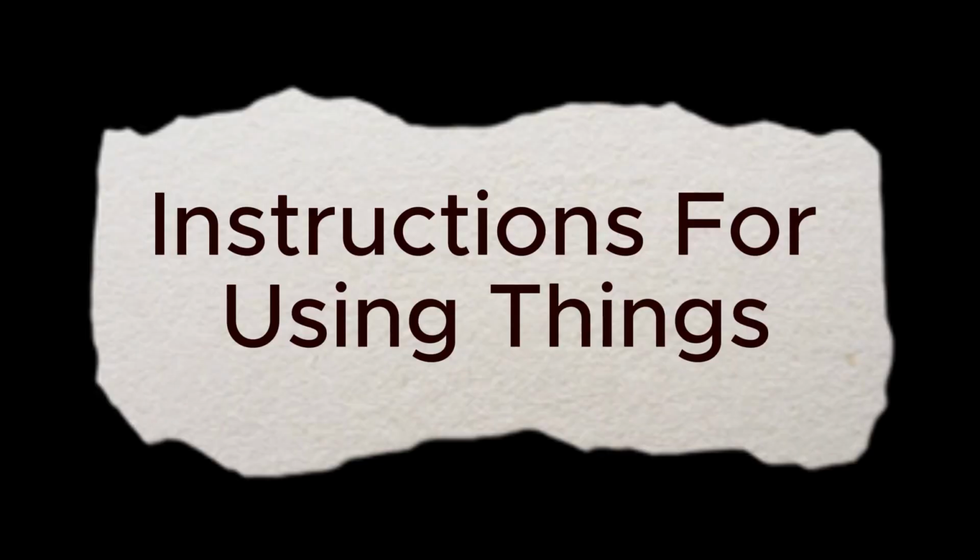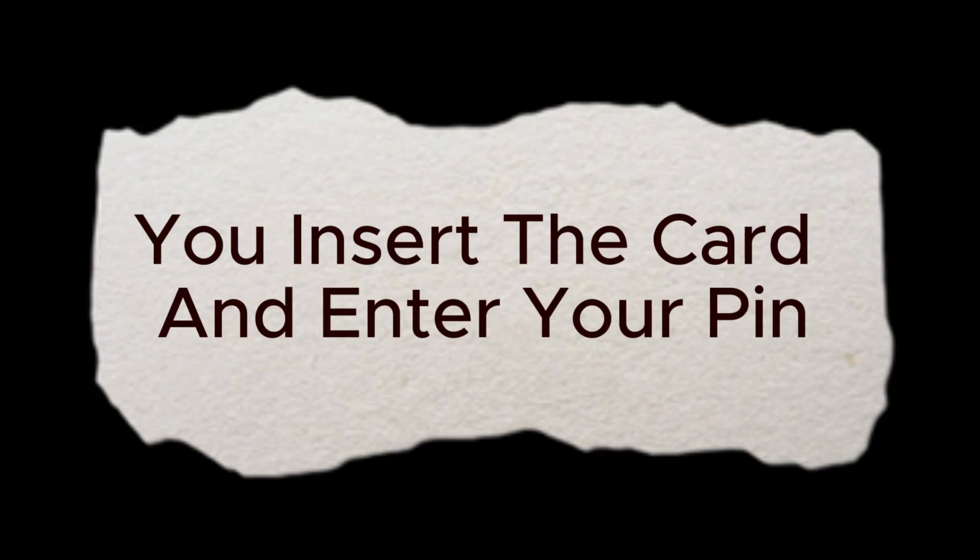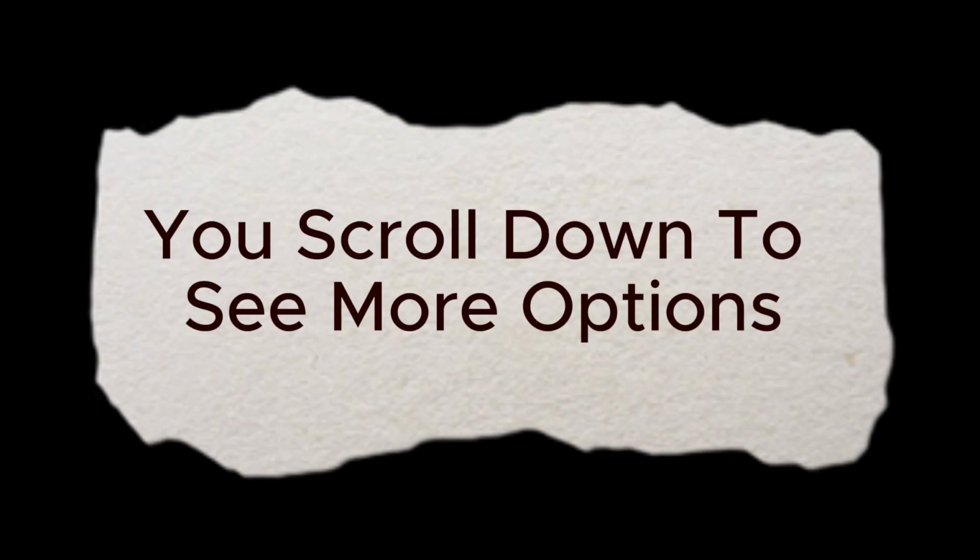Instructions for using things. Examples: You click here to save the file. You press this button to turn it on. You insert the card and enter your PIN. You scroll down to see more options.